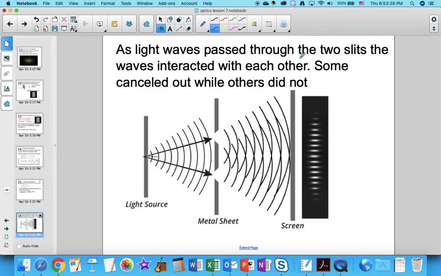As light is passing through the 2 slits, right? So we have the light source, wave, wave, wave, wave, wave. Now waves are being produced here and here, and they're interacting in different spots. And so you create these bands of light because where they're interacting destructively, they're canceling out, creating dark spots. And where they're acting constructively, they're creating these light spots. So as light waves pass through the two slits, the waves interact with each other. Some cancel out, others don't.